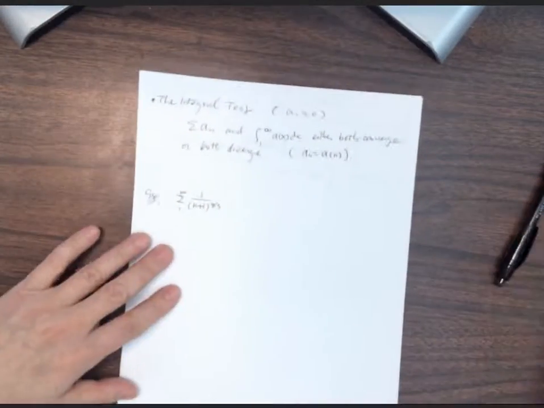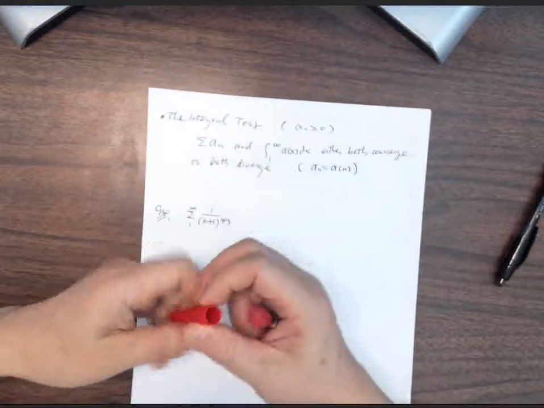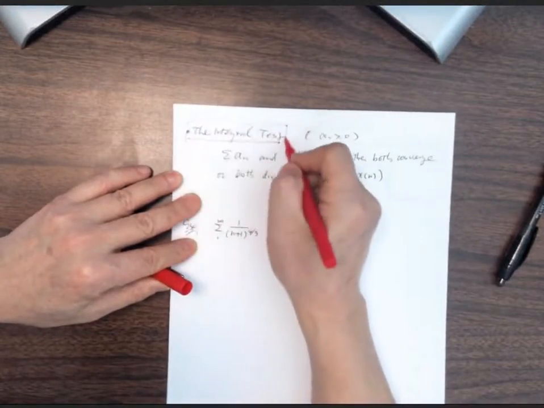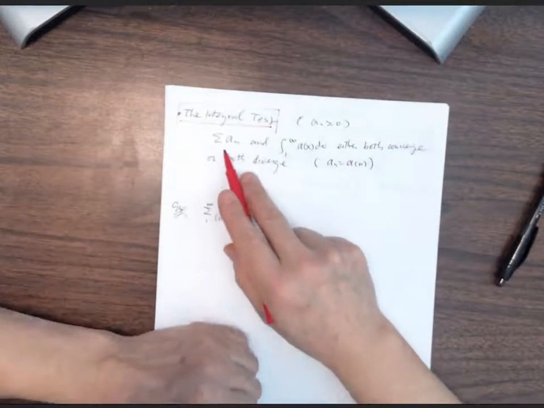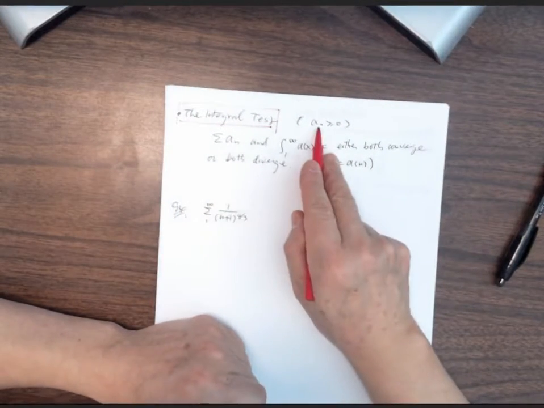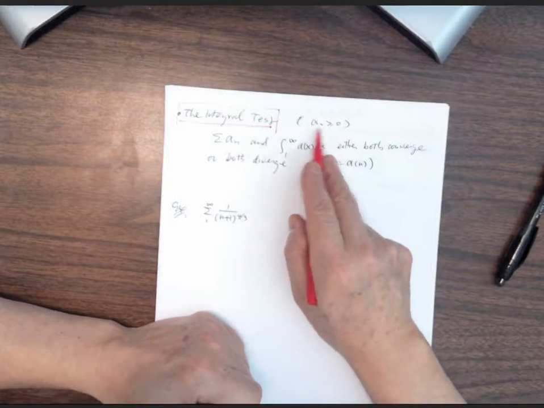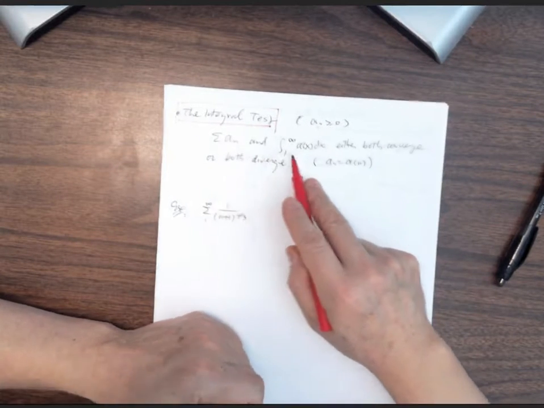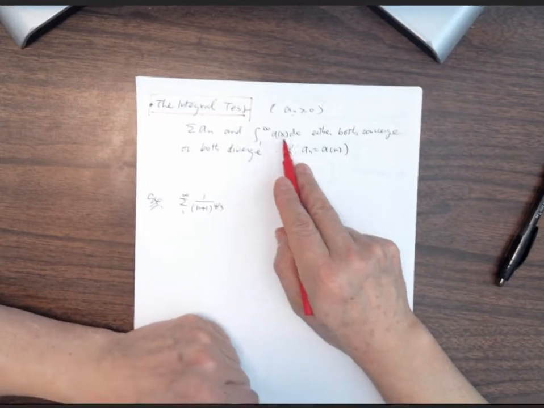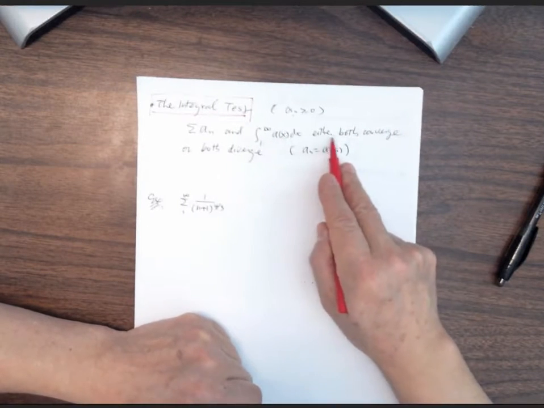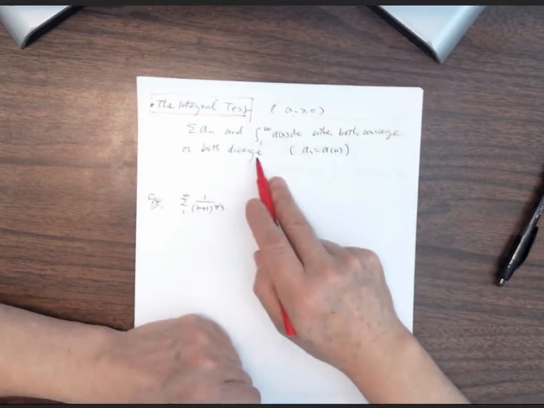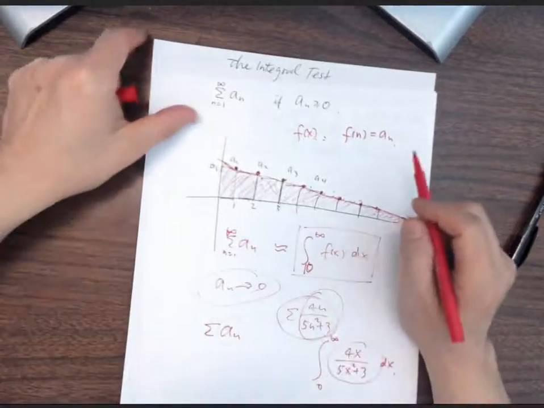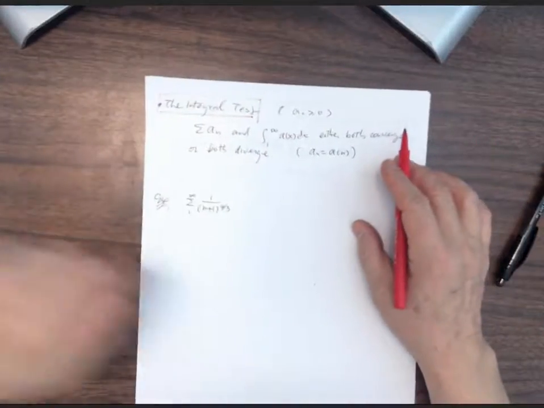So, with some conditions, we can actually prove the following result, our integral test. For a positive series, a sub n greater than or equal to 0, the series and the improper integral constructed this way either both converge or both diverge. You see, visually it kind of makes sense, but we can actually prove it mathematically.